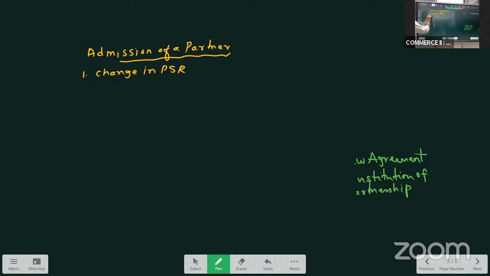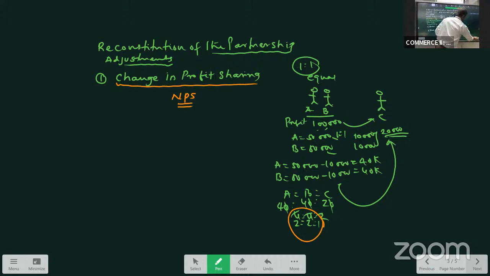The second important adjustment we have to do is the revaluation of assets and liabilities. Right? Viewers, we have to do the revaluation of assets and liabilities. Now, what is this? We'll learn now. We are learning revaluation of assets and liabilities as on the date of admission of a partner.